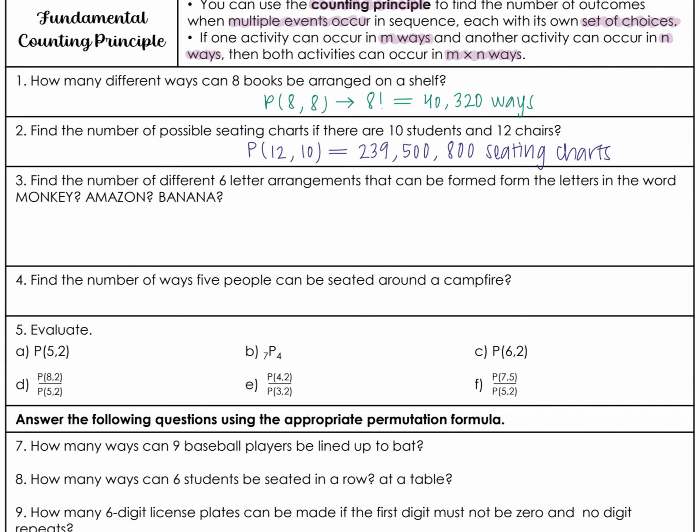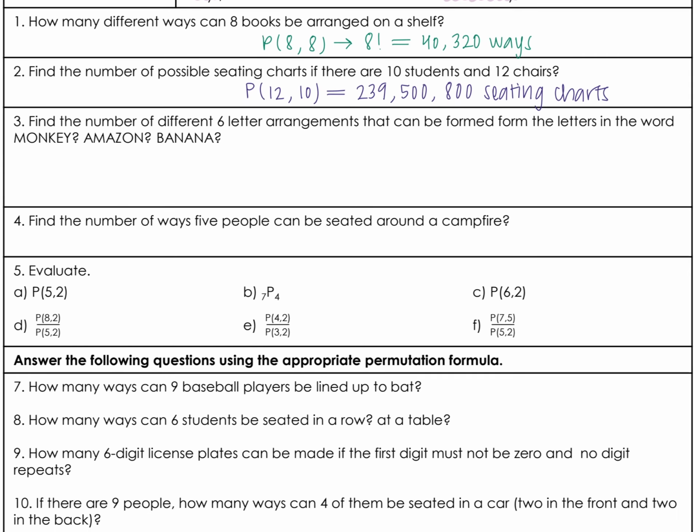All right, moving into number 3, we have: find the number of different 6-letter arrangements that can be formed from the letters in the word. Sorry, there's a typo there. We're going to start off with monkey. For monkey, we have 6 letters. We would just do 6 factorial, because we're using all 6 since they don't state otherwise. And so that's going to just give me 720.